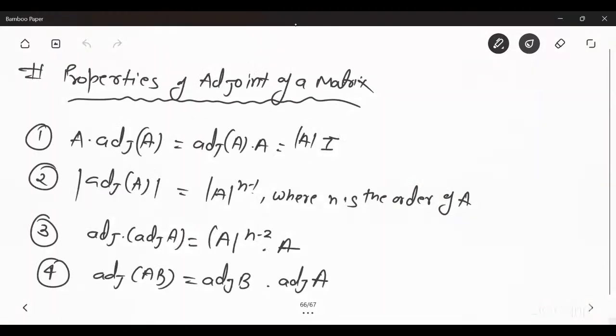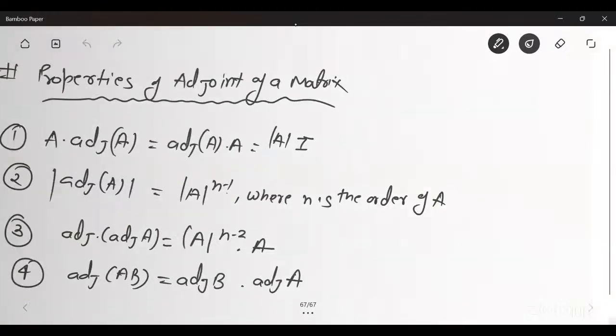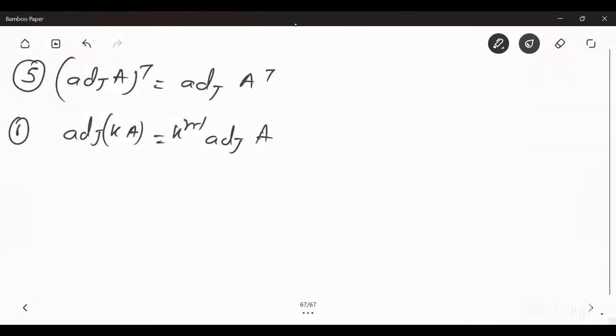So that was the properties of adjoint. A into adjoint A or adjoint A into A is always determinant A into I, or the determinant of adjoint A is always determinant A to the power n minus 1. And next, adjoint of adjoint A is determinant A to the power n minus 2 into A. And adjoint of A into B is always adjoint B into adjoint A. So those are some important results of the properties of adjoint.